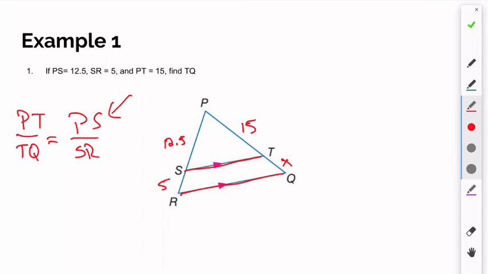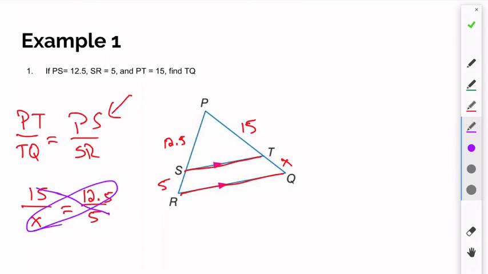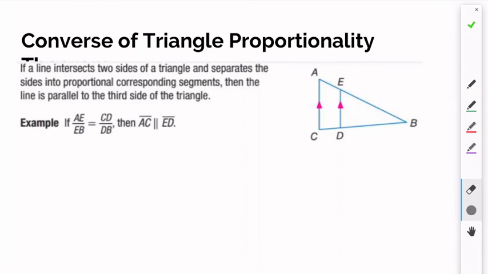So we have PT is equal to 15. TQ, we don't know. We're trying to find that, so we'll call it X, equals PS, which is 12.5, over SR, which is 5. Now we have this nice cross multiplication. So we get 12.5x equals 15 times 5. Solve it for x, and you have your answer.